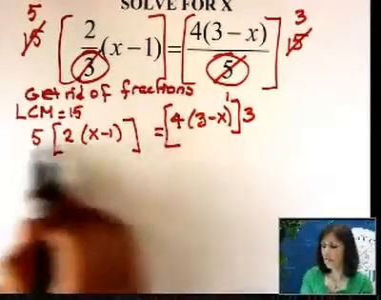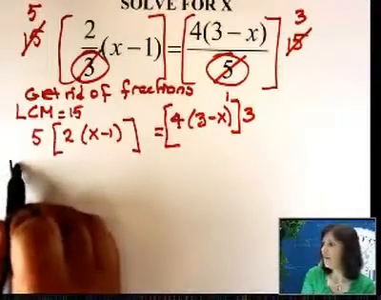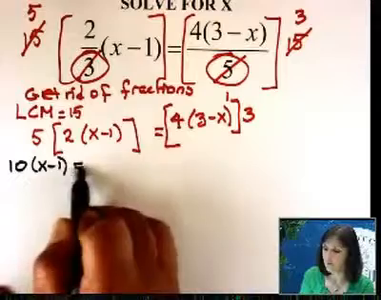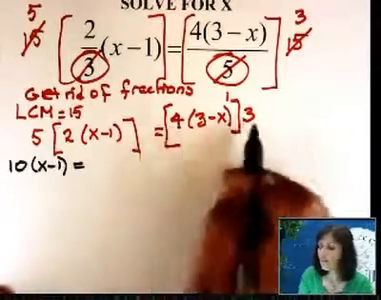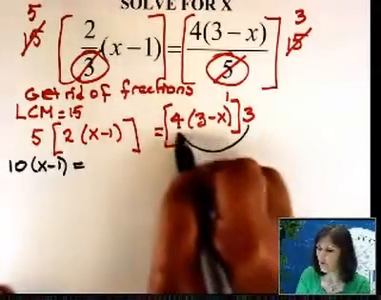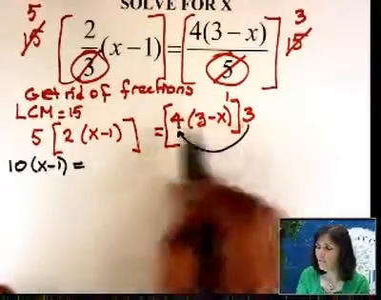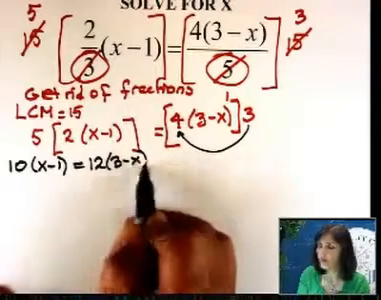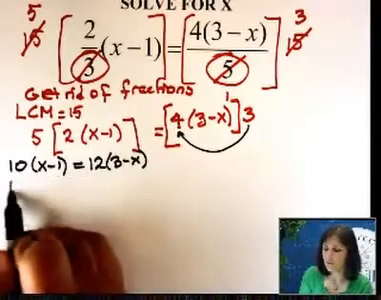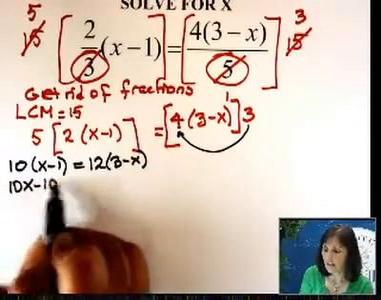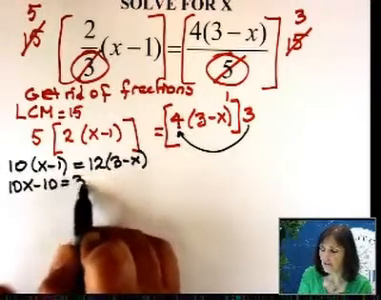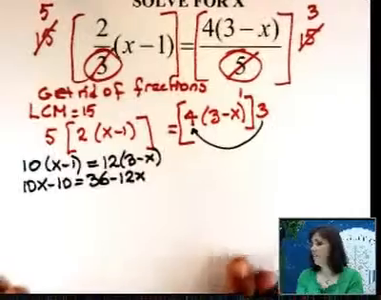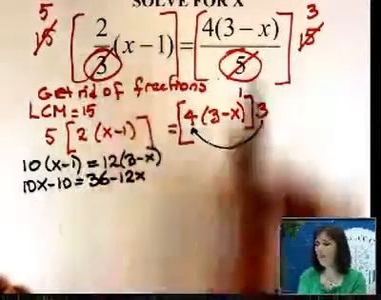Now multiply these across, left to right, you have 10x minus 1 equals, now left to right, well, I want to just put that 3 in there because it's a little easier. 3 times 4, that's 12. 3 minus x. Work it out with the distributive property. So you have 10x minus 10 equals 12 times 3, that's 36 minus 12x. Now this equation looks way better than this guy.